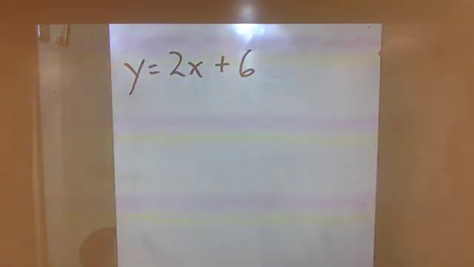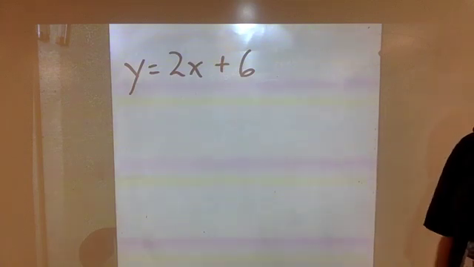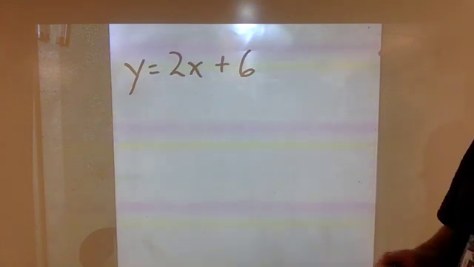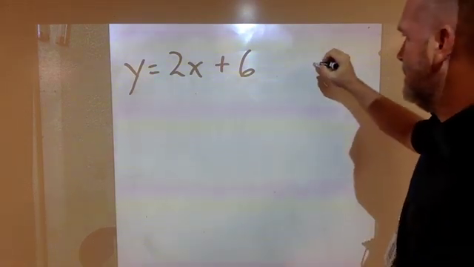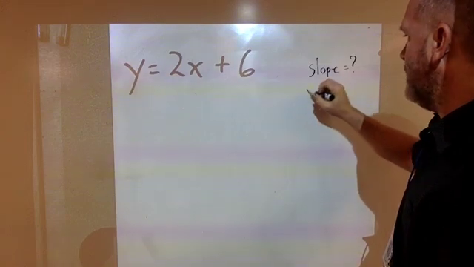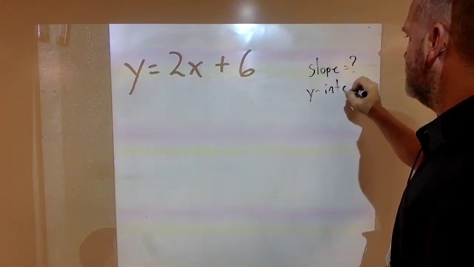Day 2 of y equals mx plus b. This is what the problems were like in the do section yesterday. They just gave you an equation and they asked you two things. What was the slope and what was the y-intercept?